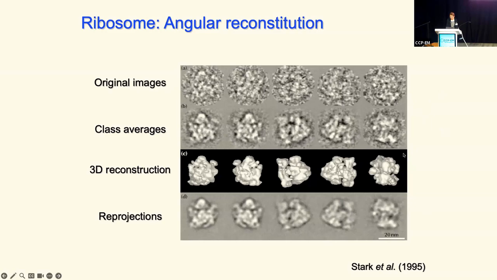There were various methods for finding their angles. Angular reconstitution was one that is tricky to use, but it sometimes worked very well. And you could get to 3D, and then you had to reproject and check that the reprojections matched the class averages. If they didn't, it was wrong. If they did, it might be right. Anyway, so all those ingredients were there.